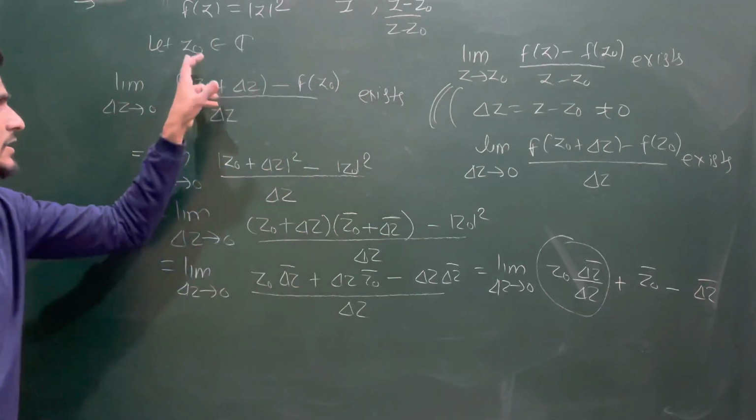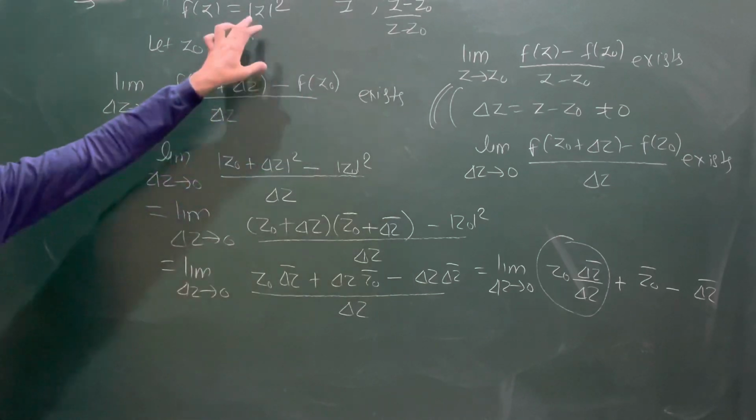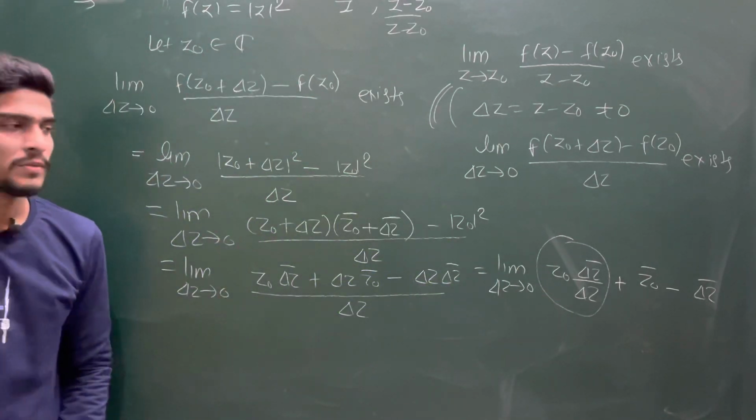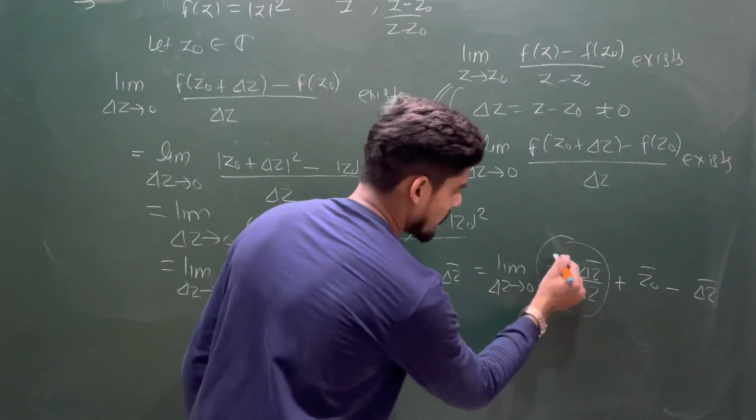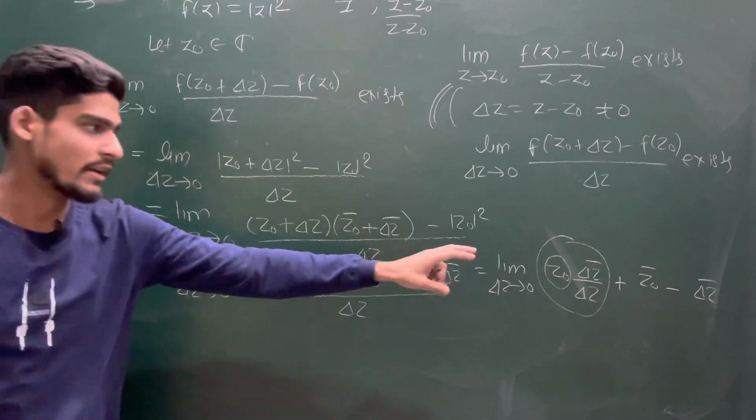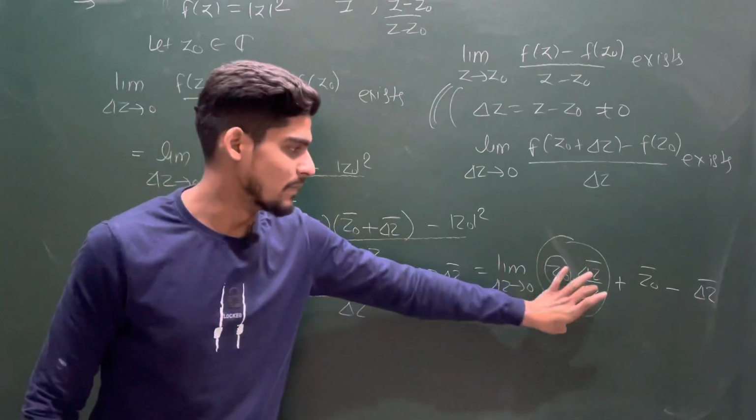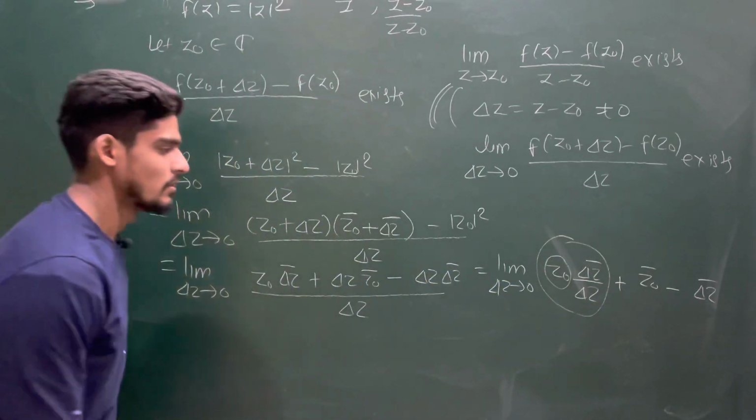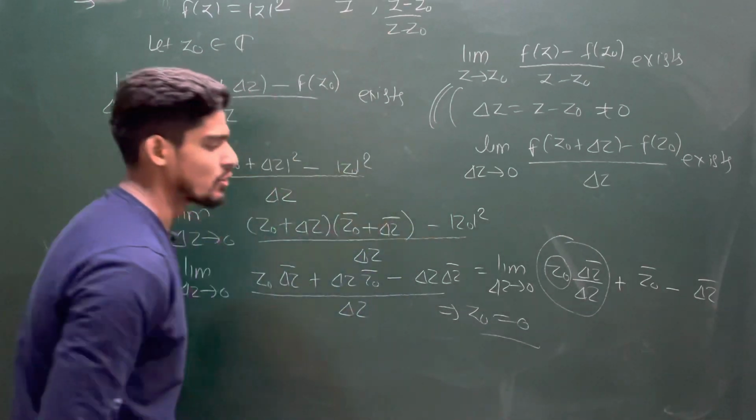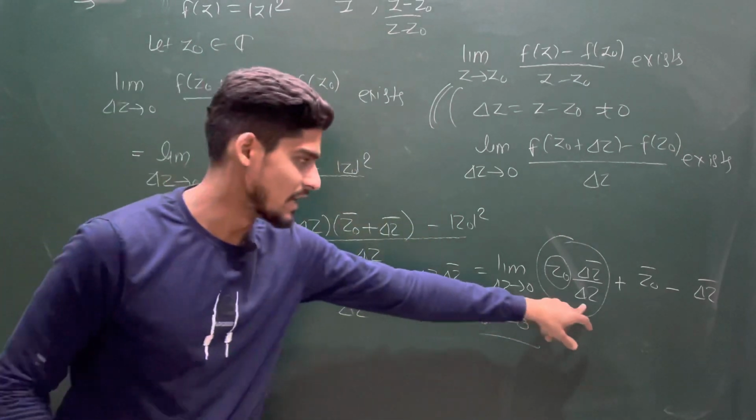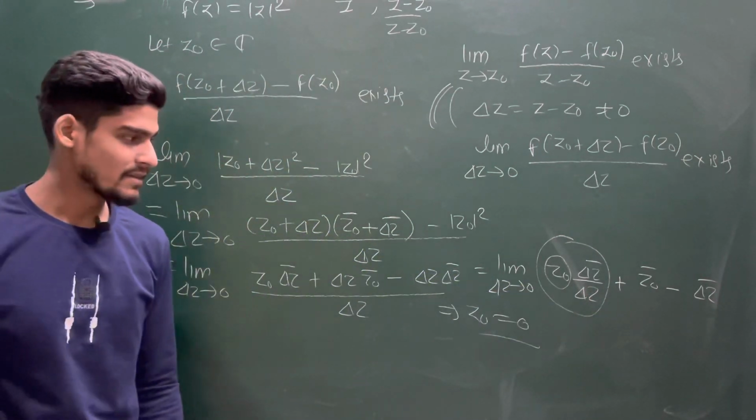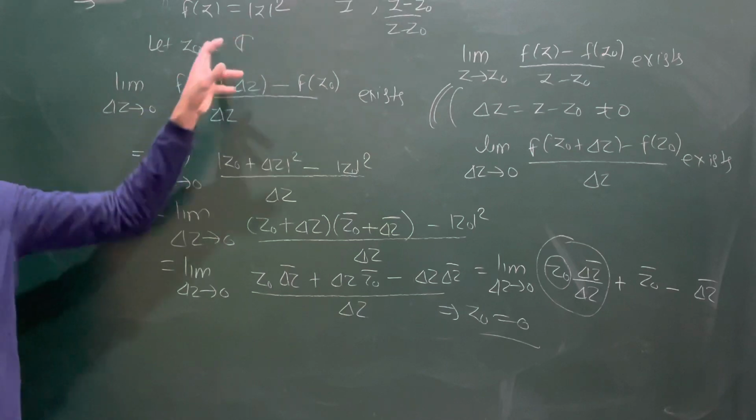But we want this limit to exist for this function to be differentiable. So at what point can it exist? It exists when your z0 is 0. If you choose your z0 to be 0, then this limit will definitely exist, and if your z0 is other than 0, this limit will never exist. So this will force z0 to be 0. If z0 is other than 0, this limit will not exist ever. Hence, this function is differentiable only at the origin.